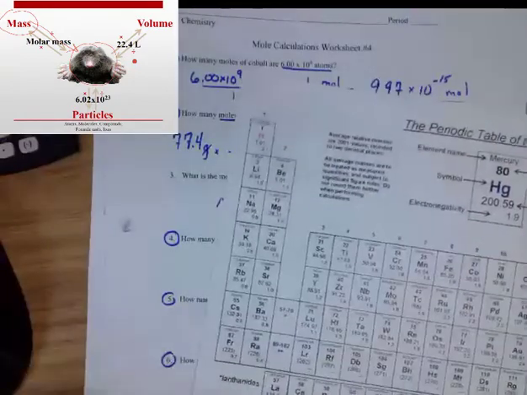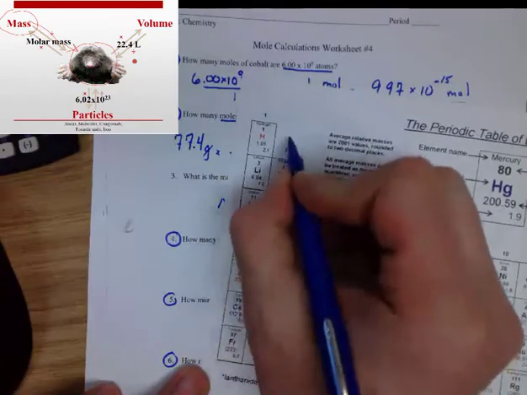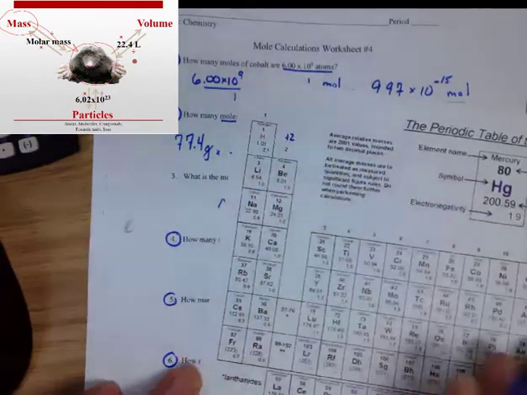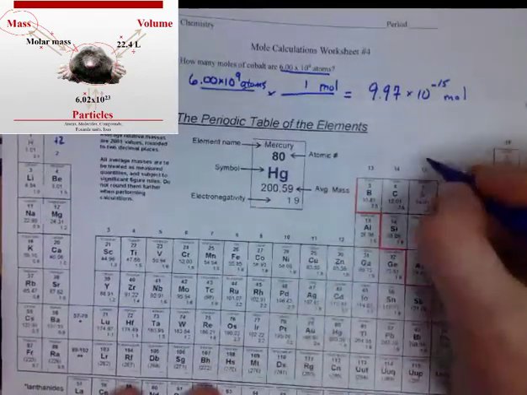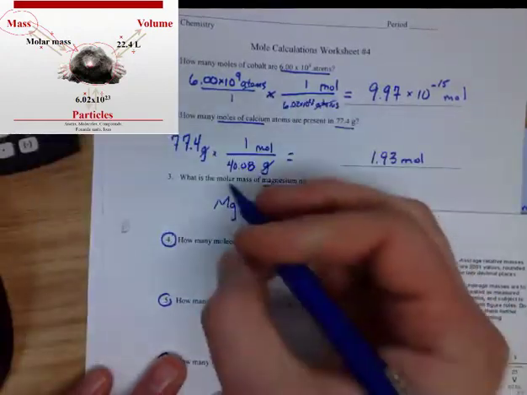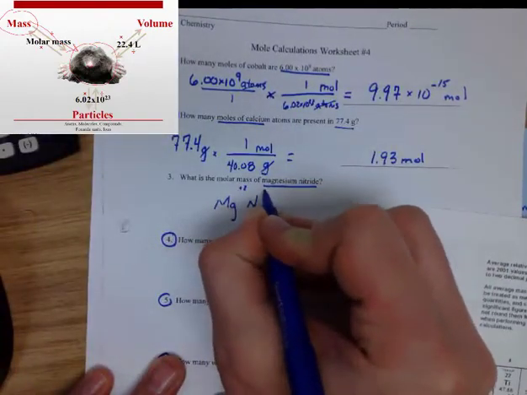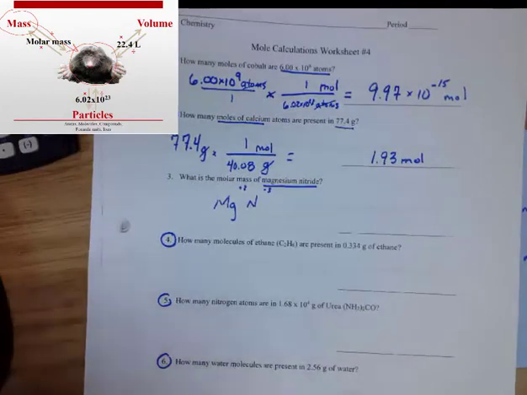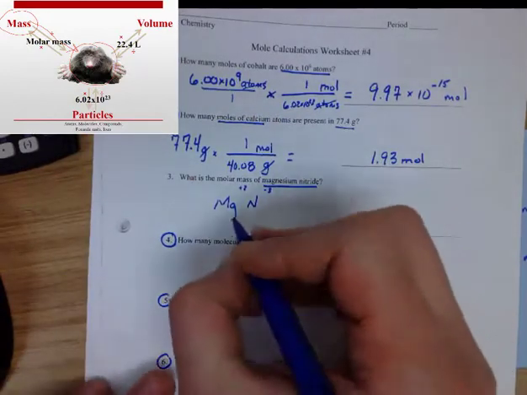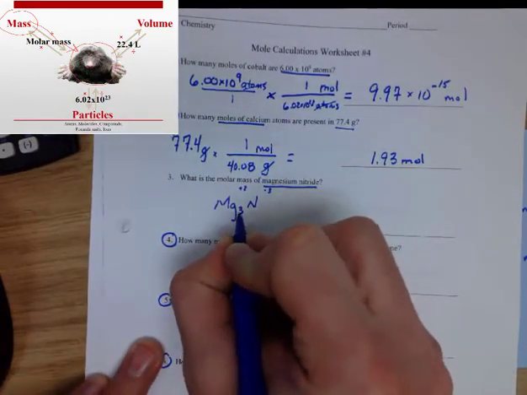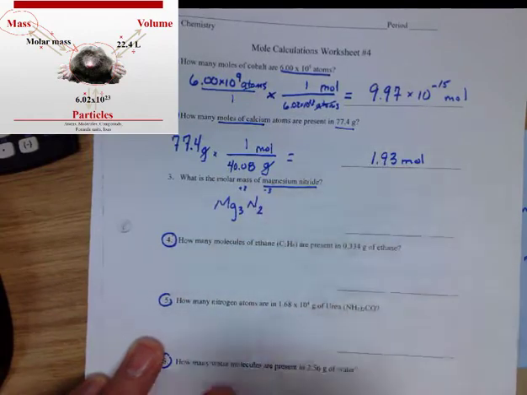Remember that we have to worry about the charges. So something like magnesium is a +2 charge, and something like nitrogen is a -3 charge. So if I'm penciling that in up here, +2 and -3, that means it's not going to take just 1 magnesium and 1 nitrogen. I'm going to need 3 magnesiums and 2 nitrogens.